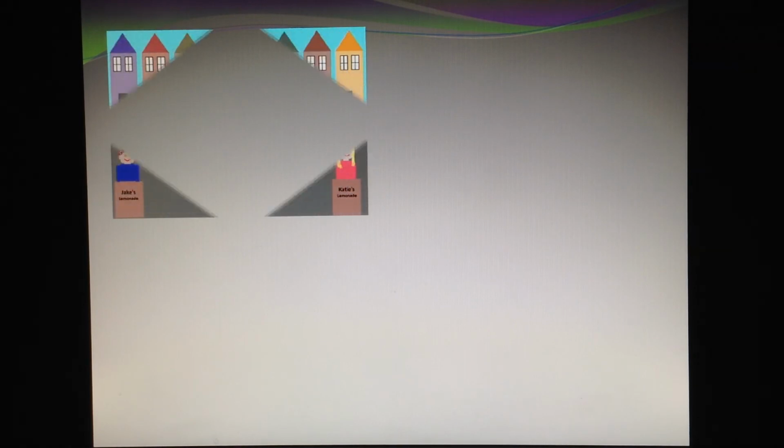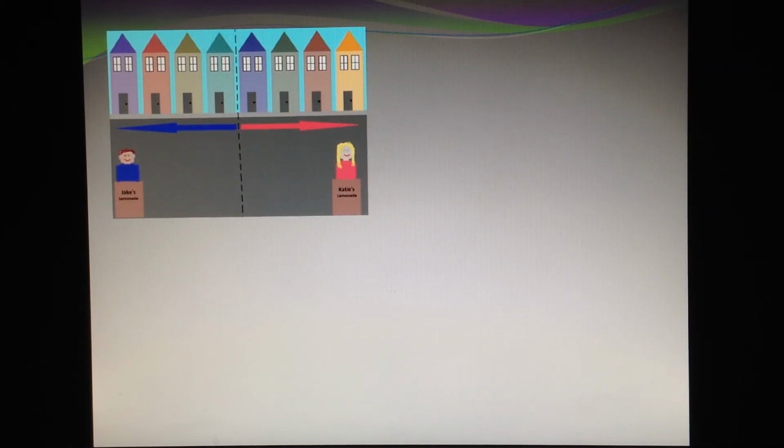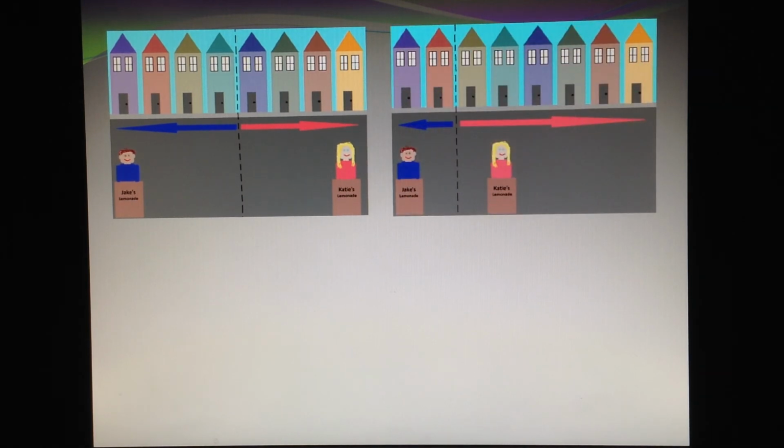In the first example, let's say that Jake and Katie are at opposite ends of the block. Therefore, they will each get half of the customers. Next, let's say that Katie moves her lemonade stand closer to Jake's. This means that Katie will end up with some of Jake's customers in addition to the ones she already had.